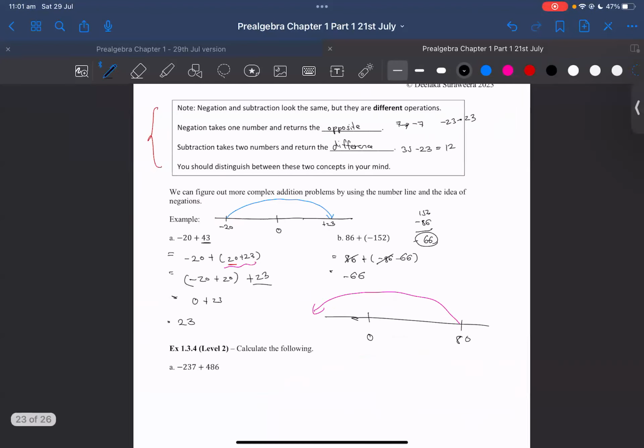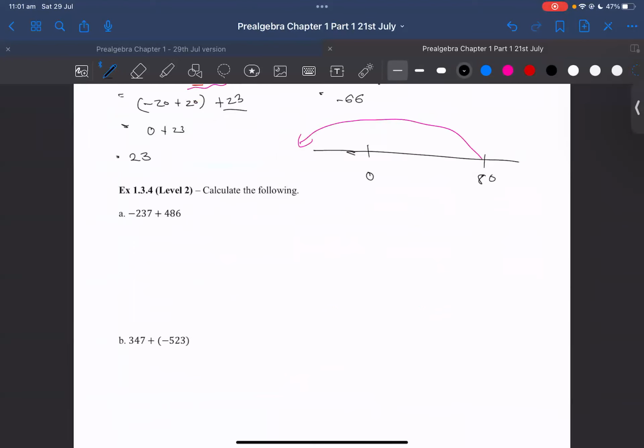So we'll do one example now and we finish these 2 examples and we finish. And you guys do these using the same idea, A and B. And that's the last question for the day.